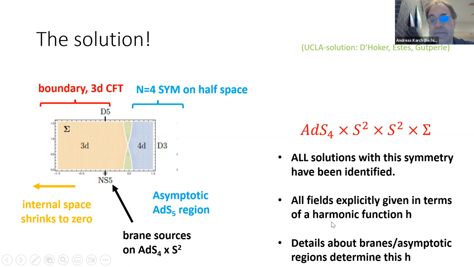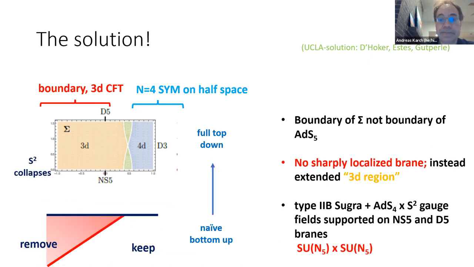All fields are explicitly given in terms of a harmonic function H living on the Riemann surface. And the details about the branes in the asymptotic regions are determined by this H. So any solution with the symmetry can be written this way, but you get different H's with different boundary singularities for different geometries that you have. And so again, the first thing I already mentioned, the boundary of sigma is not the boundary of AdS5.